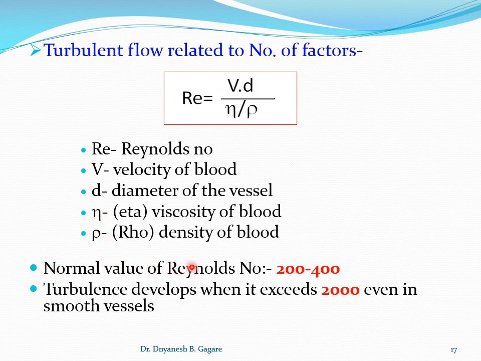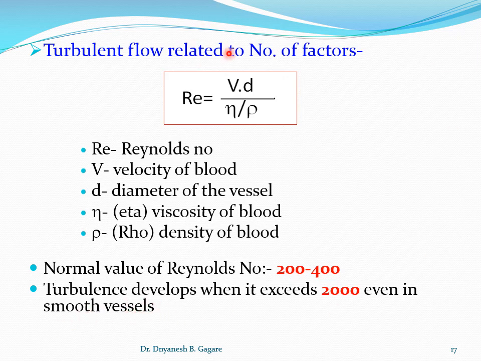A normal value of the Reynolds number is 200 to 400. In the circulation, if the Reynolds number remains in this normal range, then blood flow is laminar. But if the Reynolds number increases, turbulence develops when the Reynolds number exceeds 2000. If the Reynolds number is about 2000 or above, the blood flow becomes turbulent even in a smooth blood vessel.